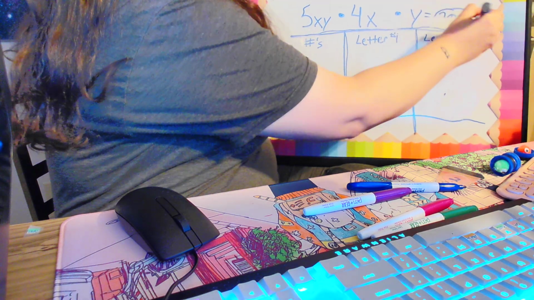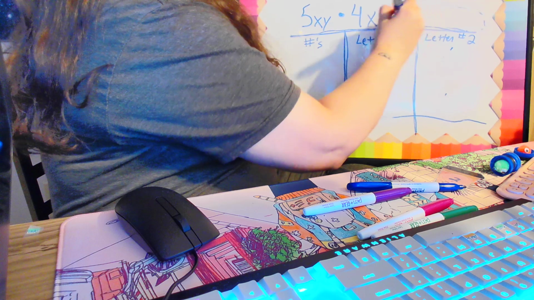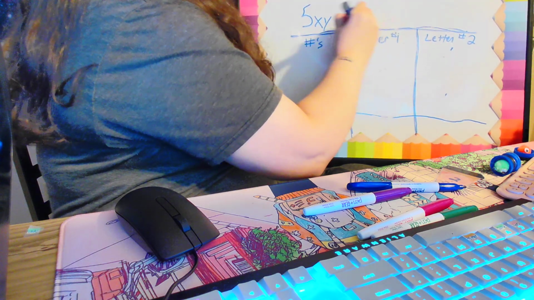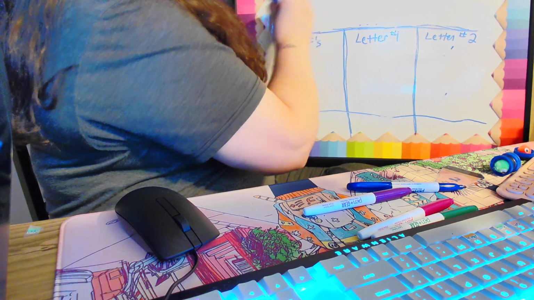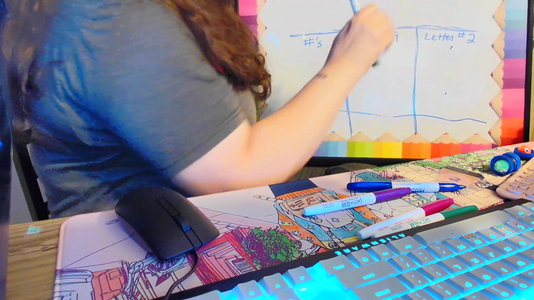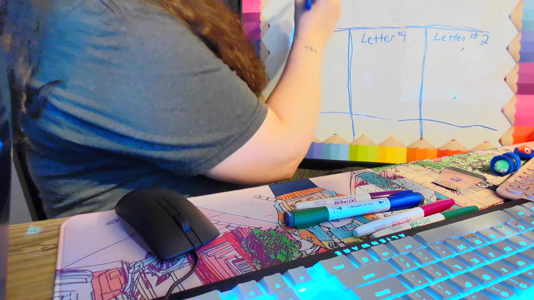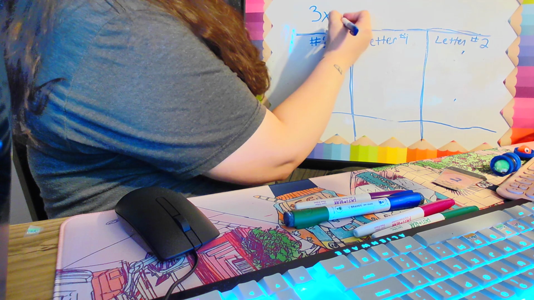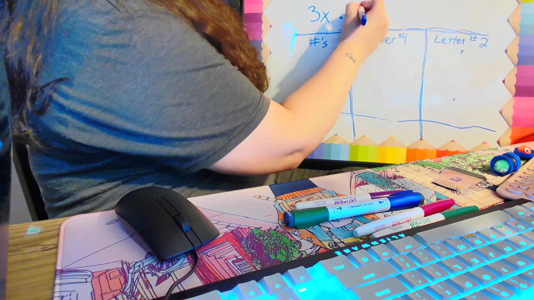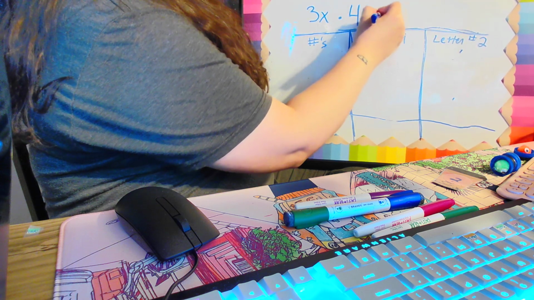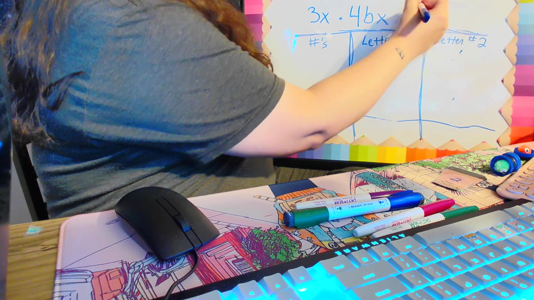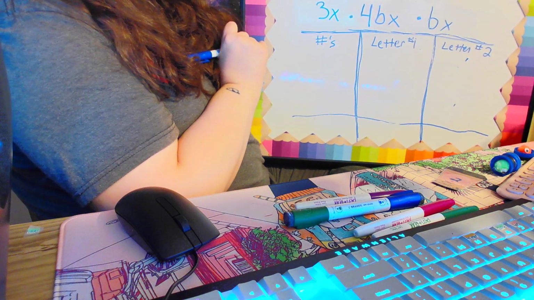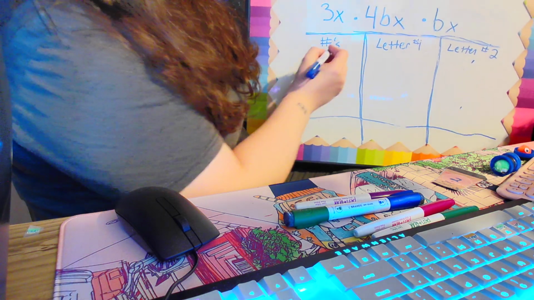Okay. Let's do one more example real quick, okay? Let's do one more. Get all this erased. There we go. Here we go. Let's do 3x times 4bx, okay, times bx. Oh, that looks easy. We can do this. Are you ready?